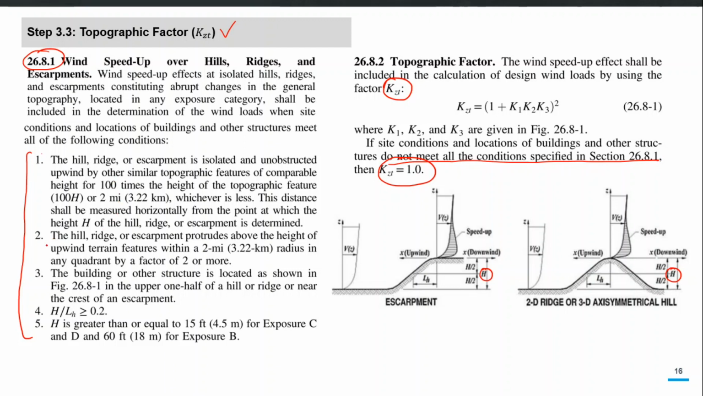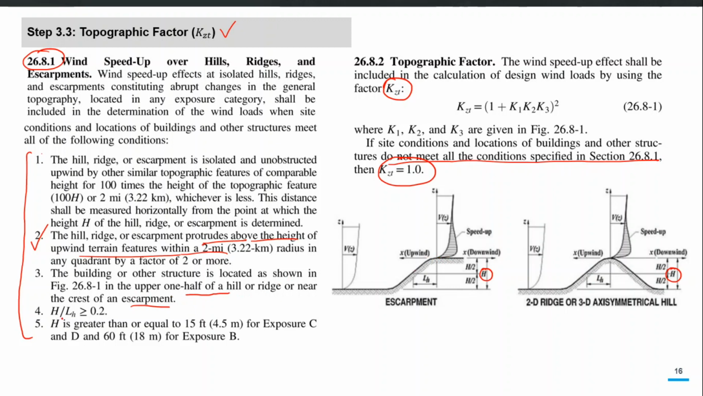And then again the second condition: it protrudes above the height of upwind terrain features within this radius. The building or other structure is located, as shown in this figure, in the upper one half of the hill or ridge or near the crest of the escarpment. So this is the condition which should be followed.